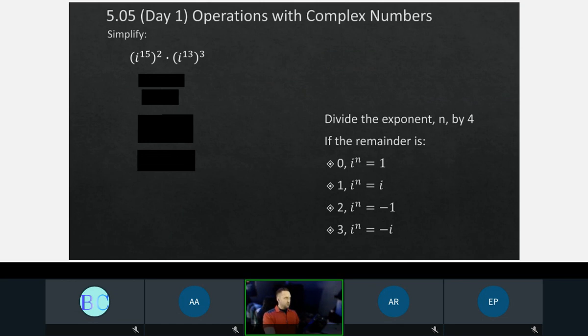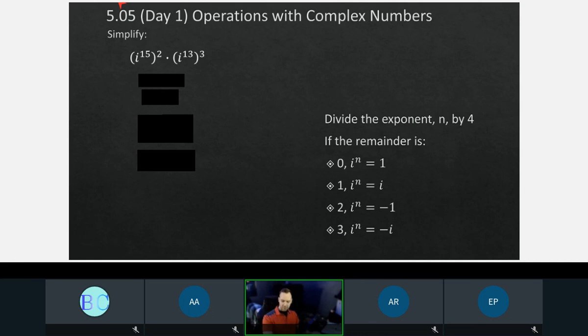All right, next one. We want to simplify this. And I was kind enough to give you this little conversion chart for when the I exponent is going to be, well, the remainder is going to be 0, 1, 2, or 3. Remember, once we simplify this, you want to take the exponent of the I, divide by 4. And if the remainder is 0 to 3, that is the answer for that piece. So let's do this.